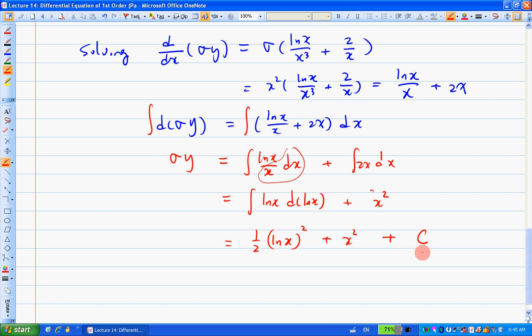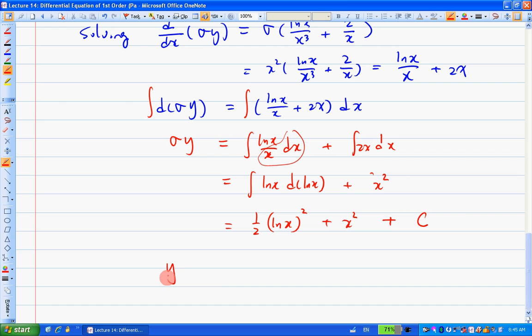Sigma y equal to this whole bunch here, and sigma equal to x squared. So just divide by x squared on both sides, and you get the solution for y. So y will equal 1 over 2x squared times ln x squared plus 1, plus c over x squared. That's the solution.